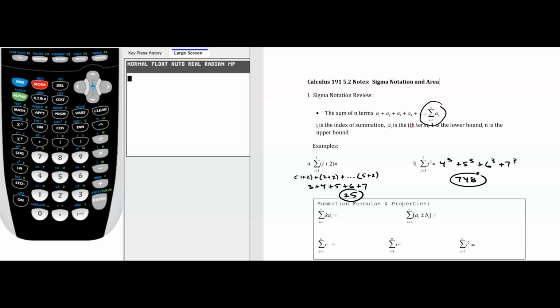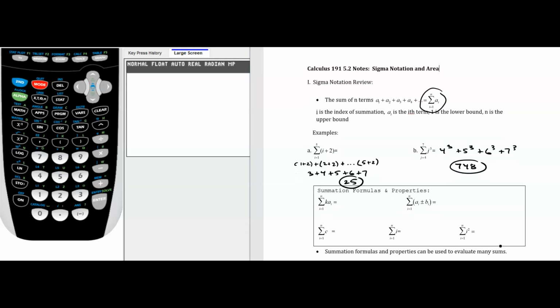And so there are some summation formulas and properties that we really need to be familiar with, since we're going to be working with the sigma notation a ton. And so let's take a look at those right now.